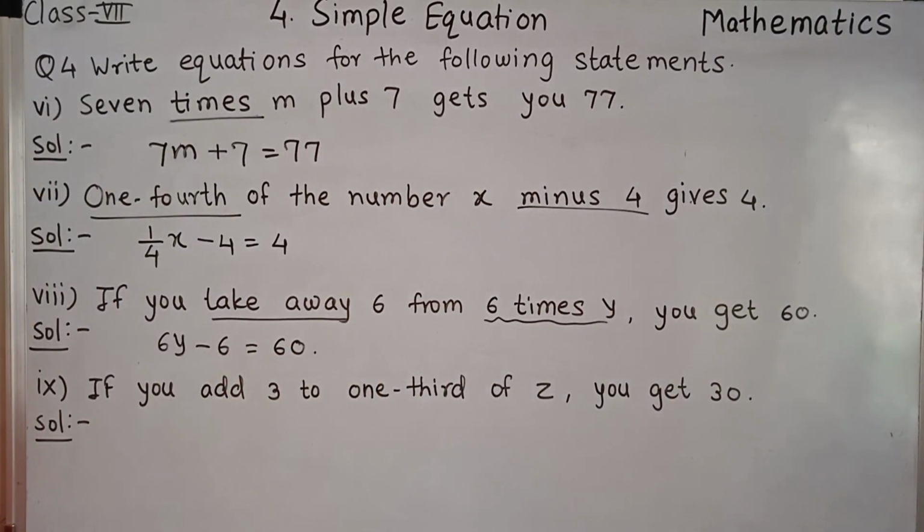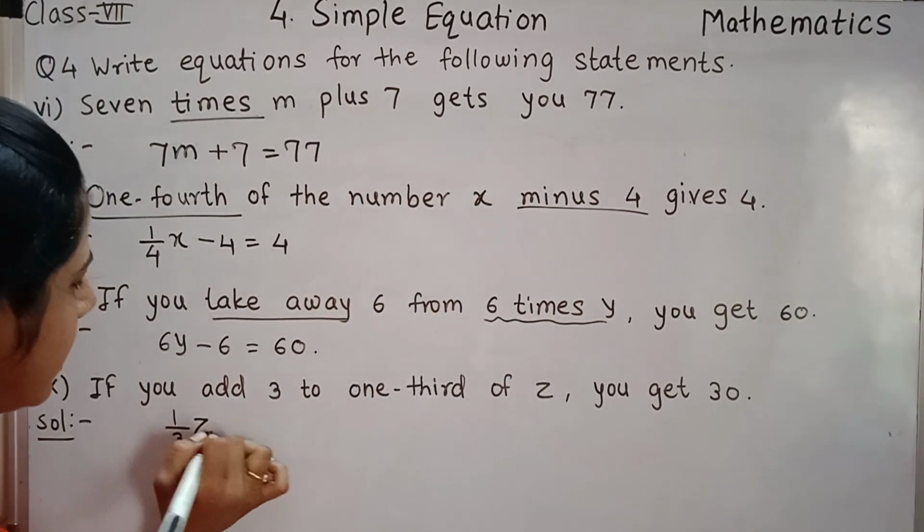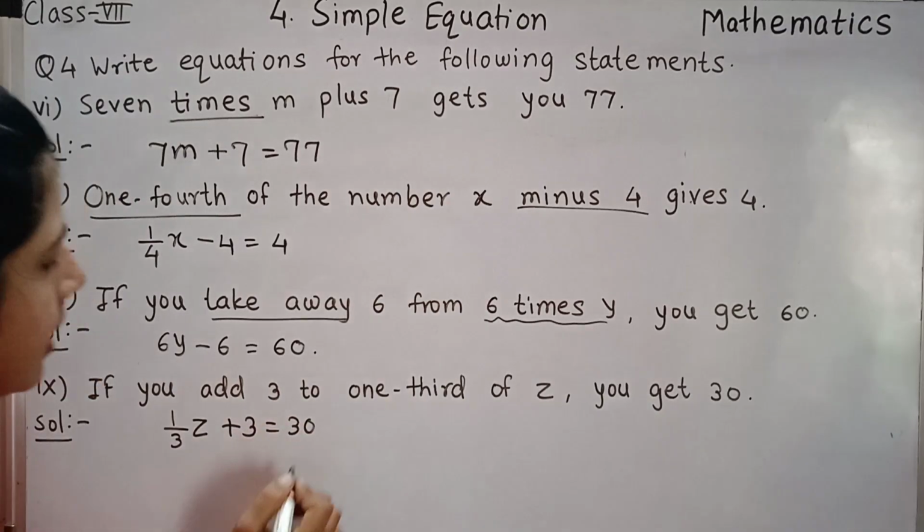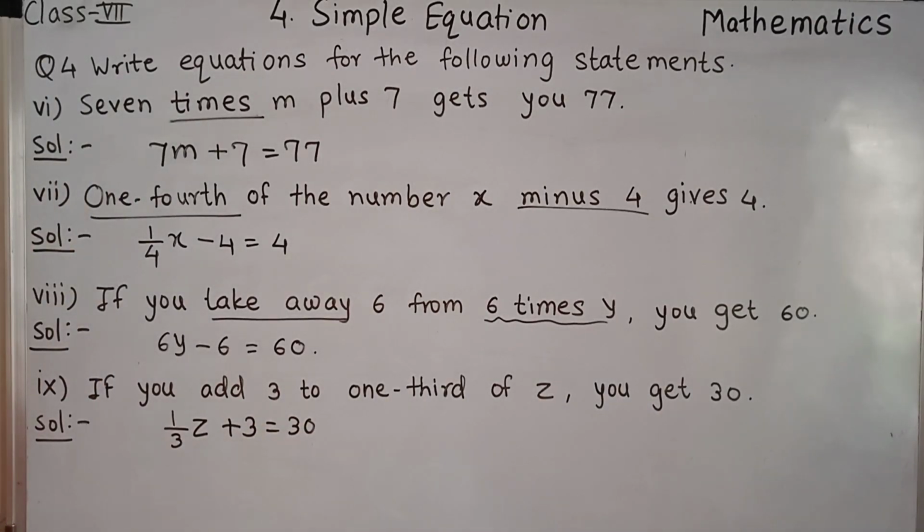Next is: if you add 3 to 1/3 of z, you get 30. So if we add 3 to 1/3 of z, it will be 1/3 of z, and we added 3, so you will get 30. And therefore the equation is 1/3 of z plus 3 equal to 30. Okay, so we will move to the next question, question number 5.